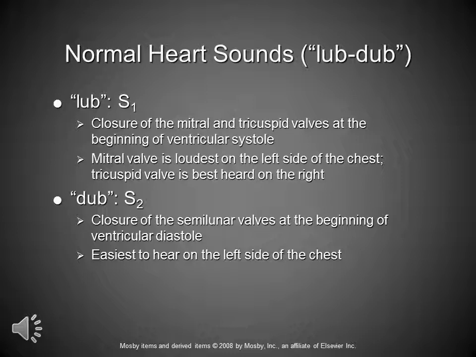The mitral valve is, under normal circumstances, the loudest on the left side of the chest. The tricuspid valve, or right AV valve, is logically best heard on the right side, since it is the right AV valve. The dub sound, or the second heart sound, is the closure of the aortic and pulmonary semilunar valves at the beginning of ventricular diastole. Those two valves are generally heard easiest on the left side of the chest. On the left side of the chest, in order, we generally listen to the pulmonic, the aortic, and the mitral valve. On the right side, we listen to the right AV valve.